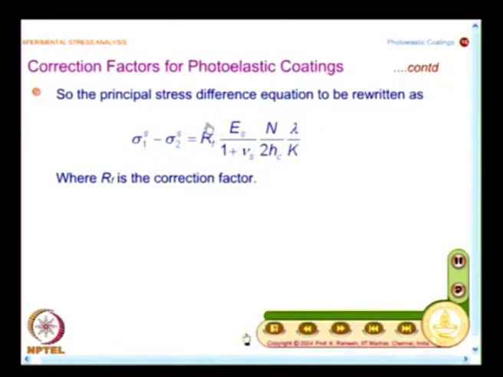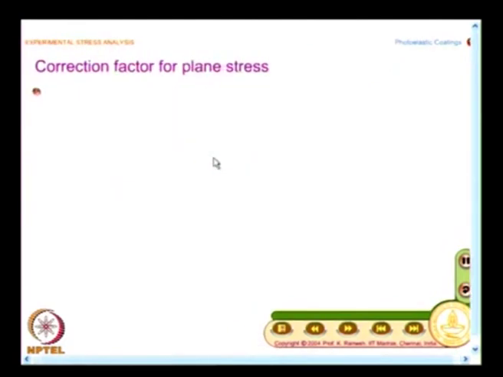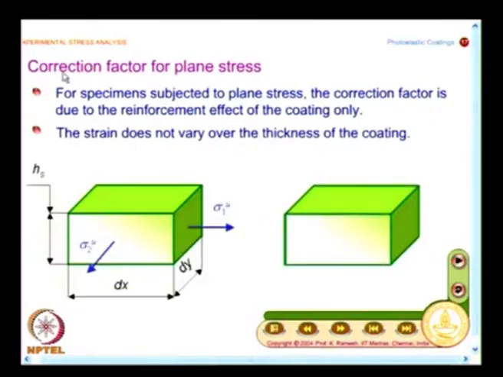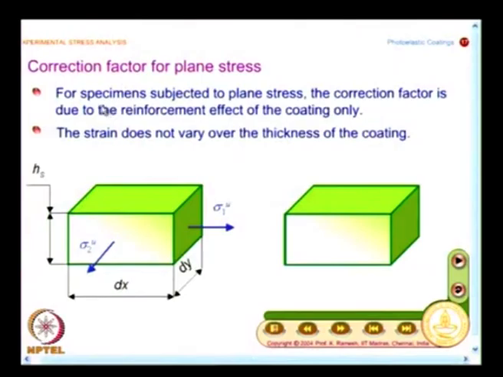And what we will have is, we will have this correction factor evaluated for in-plane stress, bending, torsion and internal pressure, and so on and so forth. That is how we will have different expressions for Rf, and Rf is used because it is essentially a reinforcement factor. And we will first take up the correction factor for plane stress. This will really establish the basic procedure to evaluate the correction factor, and the credit goes to Zandman and his co-workers. He really established the advancements of photoelastic coatings, and for specimens subjected to plane stress, the correction factor is due to the reinforcement effect of the coating only. The strains do not vary over the thickness of the coating.